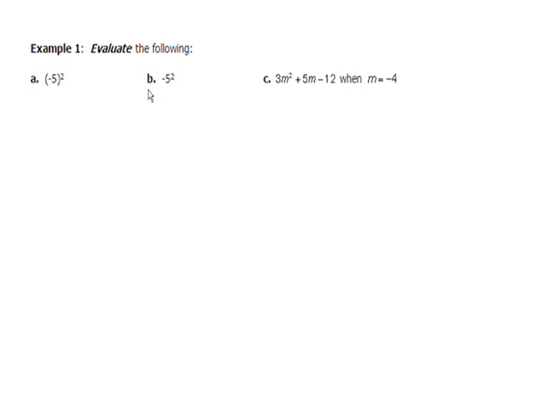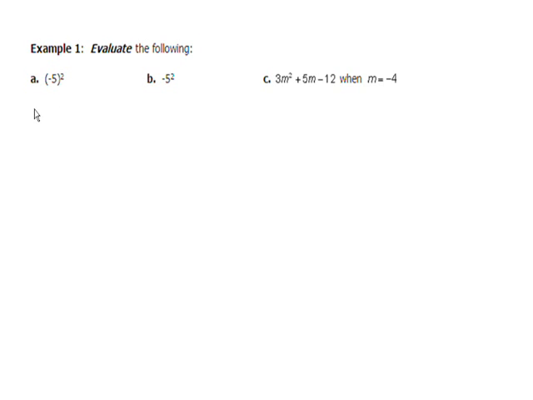So we were asked to evaluate the following, and at first glance, A and B look very similar, but they result in very different answers. So let's talk about what these mean in terms of order of operations, right? We've got parentheses going on here, and so P is my first part of PEMDAS, parentheses, and so it means I need to keep this -5 together, and then I need to raise it to the second power.